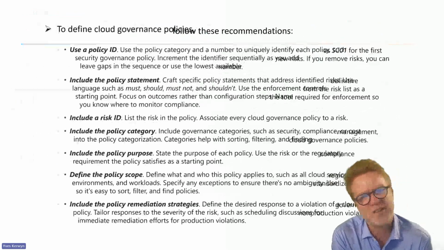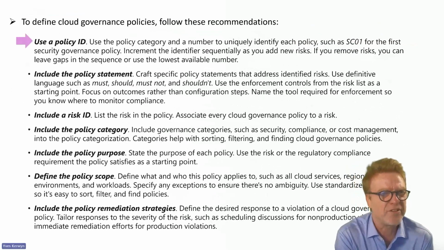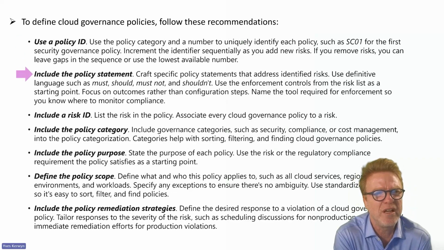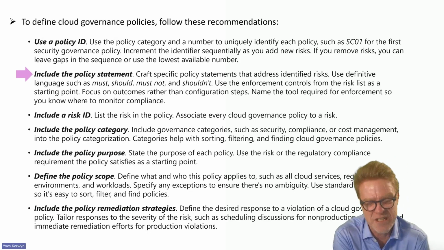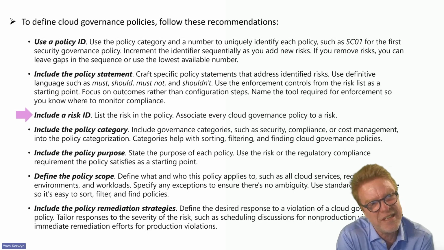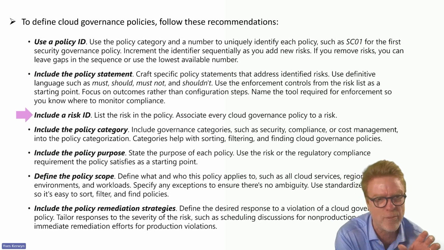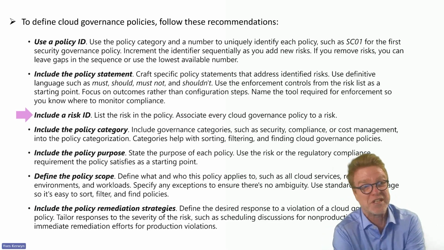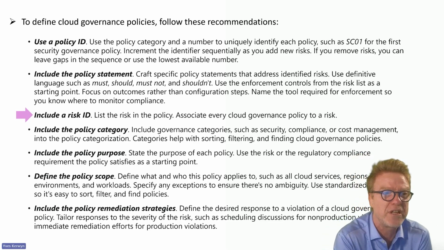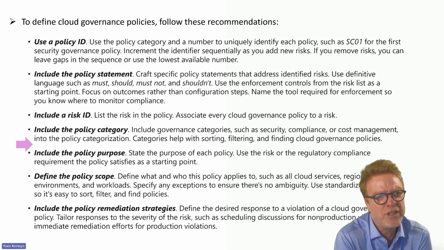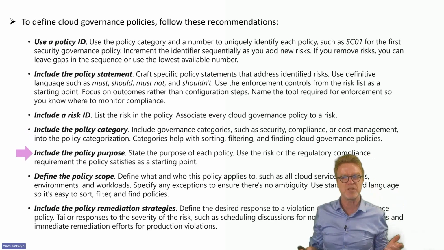And I created this slide. A policy has an ID, it has a statement with wording like must, should, must not, shouldn't, clearly saying what your policy is. You always relate it to a risk ID. So you typically have a policy in order to cope with a certain risk, right? And it's identified by risk ID. You need to include the category of the policy, like before. You need to specify the policy purpose.